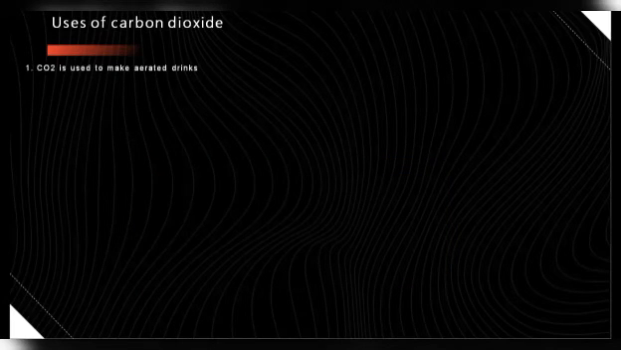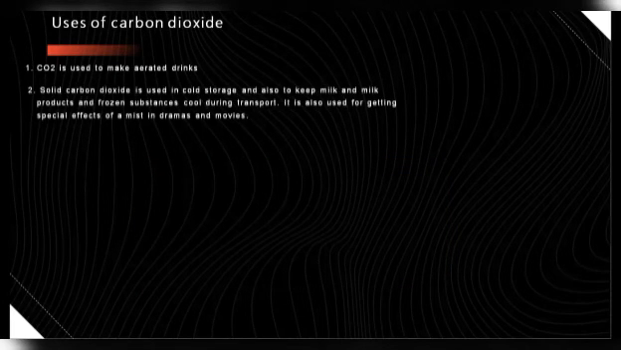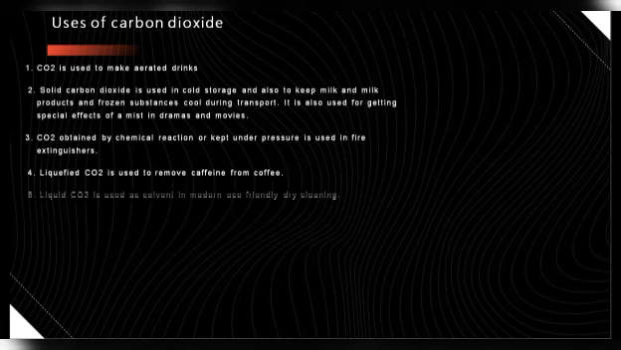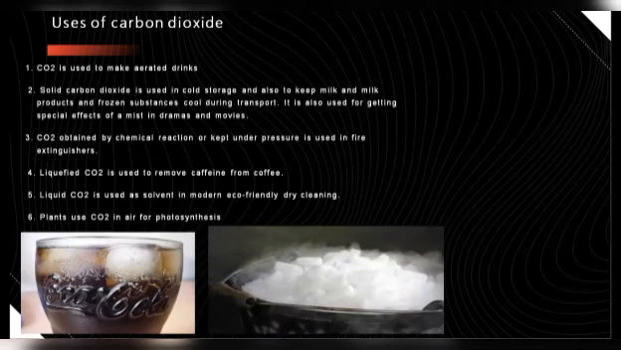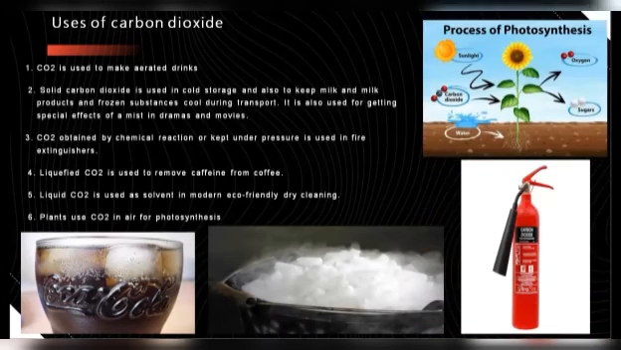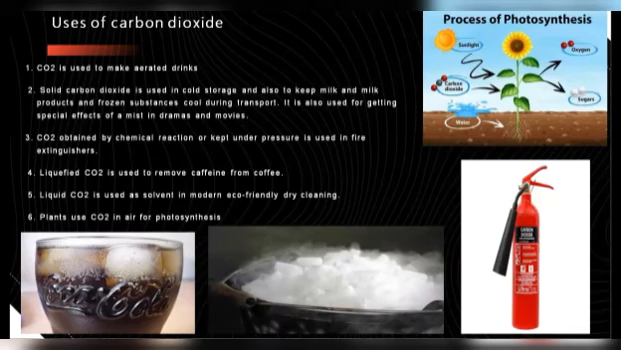Uses of carbon dioxide. Carbon dioxide is used to make aerated drinks. Solid carbon dioxide is also used in cold storage. They are also known as dry ice. Carbon dioxide obtained by chemical reaction or kept under pressure is used in fire extinguishers. Liquid carbon dioxide is used to remove caffeine from coffee. Liquid carbon dioxide is used as solvent in modern eco-friendly dry cleaning. Lastly, plants use carbon dioxide in air for photosynthesis.